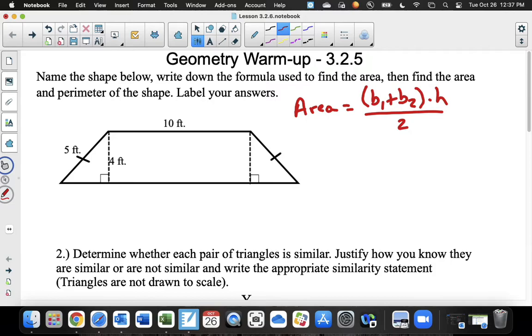Not that you have to do the whole thing. You could break this into pieces and find it. I know people that did that. That's fine. I'm going to go just with the formula, though, because we have one. It's one of the shapes we actually have.